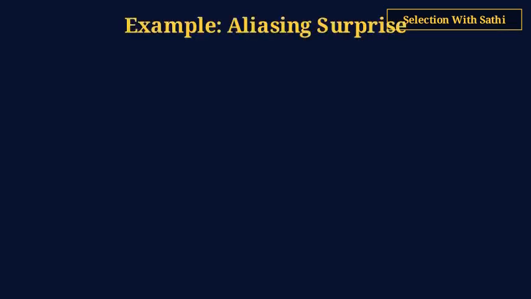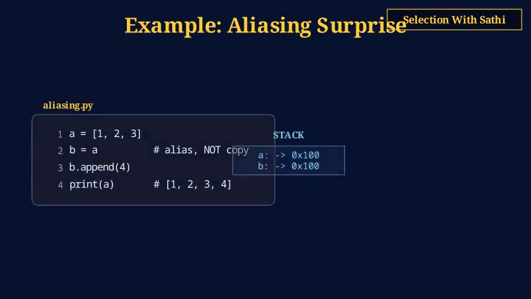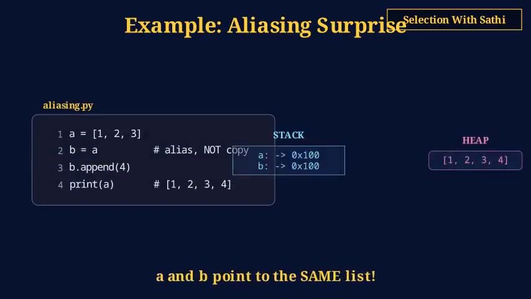The aliasing surprise. a = a list [1, 2, 3]. Then b = a. This does not copy the list. b is just another label pointing to the same list. When we call b.append(4), a also becomes [1, 2, 3, 4], because a and b reference the same object in memory.